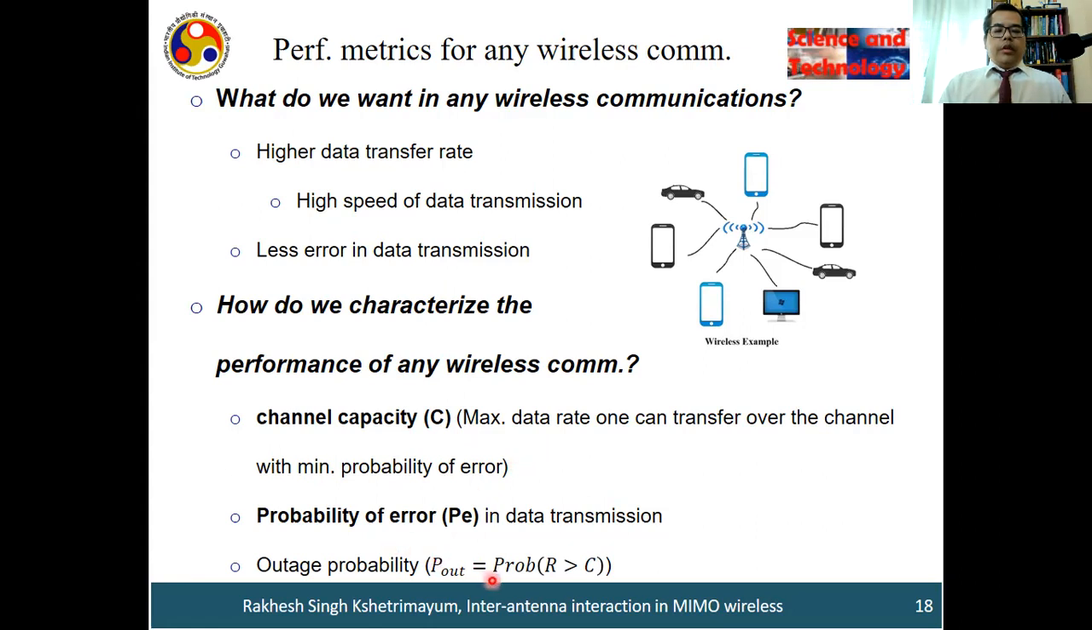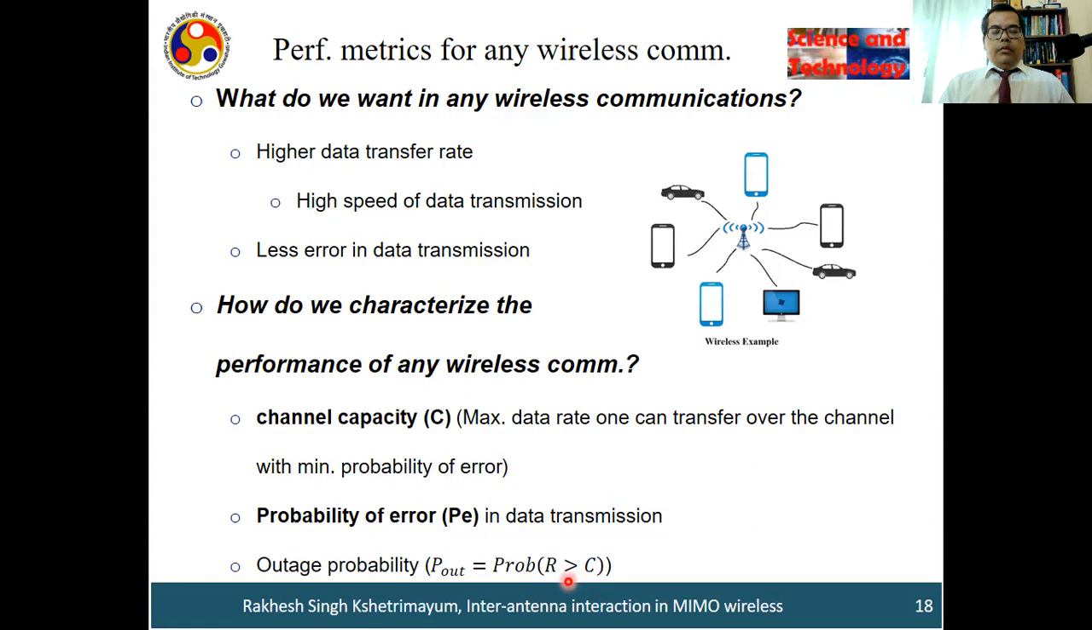As long as you are transmitting at a data rate R which is greater than the channel capacity, denoted by C... R is the data rate, C is the channel capacity. If you are transmitting at a data rate greater than the channel capacity, you are in outage. The receiver won't be able to decode the message transferred from the transmitter. There will be a lot of errors. You won't be able to understand anything at the receiver side. So this is called outage.